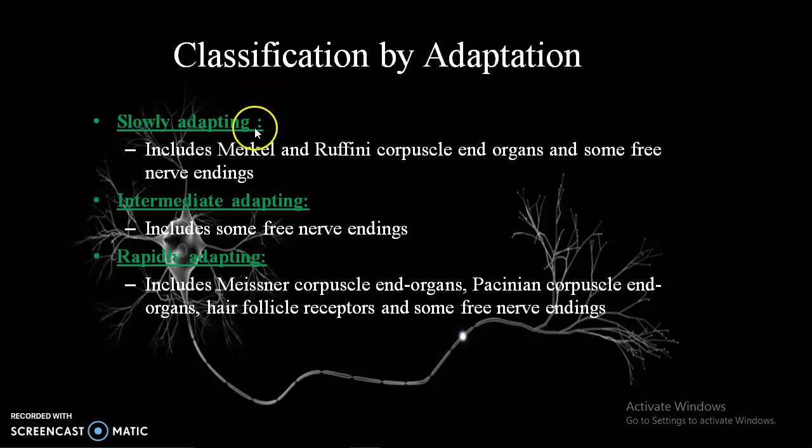And there are slowly adapting receptors, intermediate adapting receptors, and rapidly adapting receptors. Slowly adapting receptors include Merkel and Ruffini corpuscles, and some free endings. Rapidly adapting receptors include Meissner's corpuscles, Pacinian corpuscles, and some free hair endings, etc. All these examples of receptors, we will be discussing each and every one of them in brief at the end of this presentation. It is very important for us to know that these receptors exist in our body, even if it is not mentioned in the syllabus.